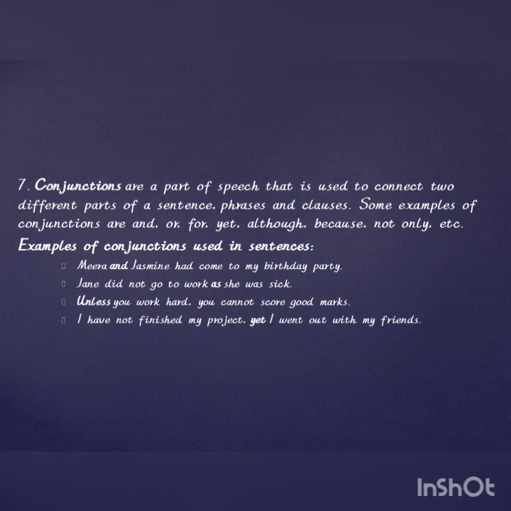Have a look. Meera and Jasmine had come to my birthday party. So and is going to be the conjunction, where it is going to add that Meera is going to the party and Jasmine is also going to the party. But in order to join both sentences, in simple terms, I have put it as Meera and Jasmine had come to my birthday party.